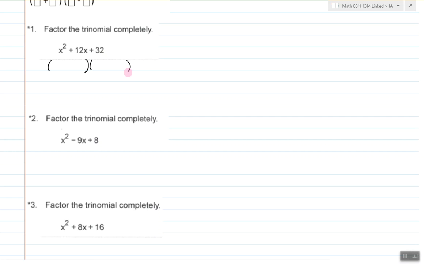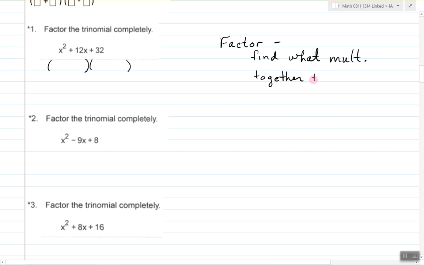So maybe I haven't made a big enough comment about this, but when you factor, you are finding what multiplied together to get this polynomial.